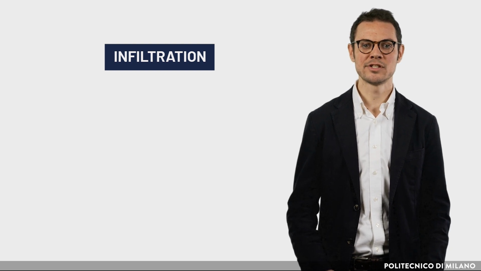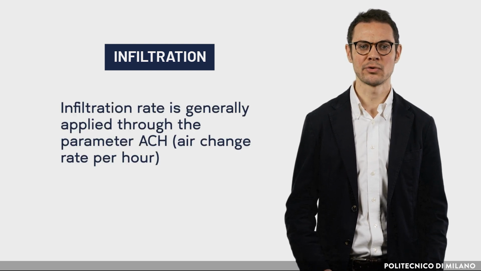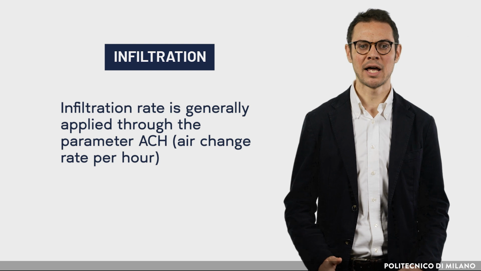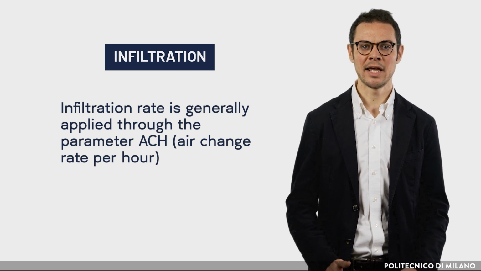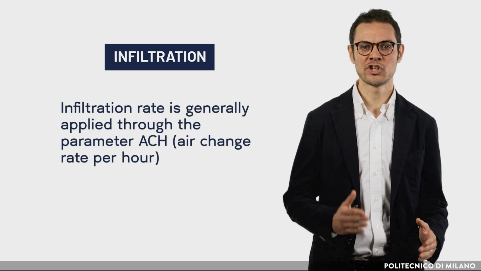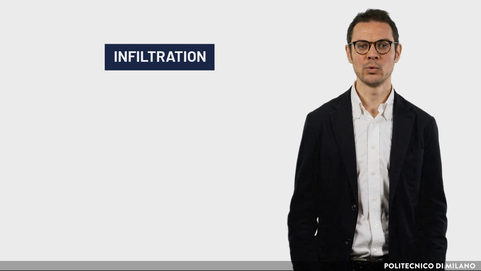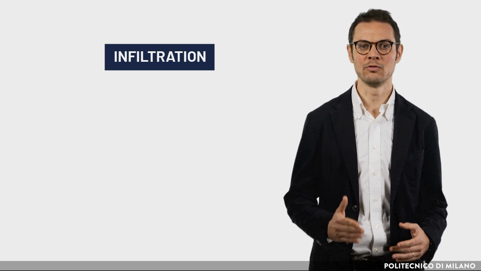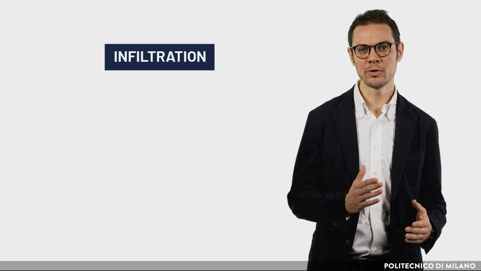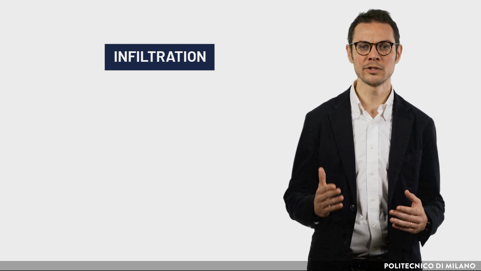In building energy simulation software, the infiltration rate is generally applied through the parameter ACH, air change rate per hour, with a constant or variable value, ranging from 0.2 to 2 according to the type of construction.